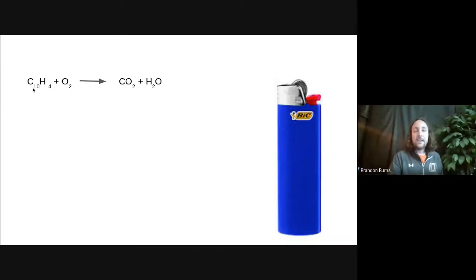So when biologists talk about this equation, whether it's the lighter or what happens in your body when you burn calories, the question is, what happened to the energy of this system? Where is there more energy? Where is there less energy? In this case, when I combust C10H4 with oxygen, in a combustion reaction, I release heat energy. So there's less energy in the system at the end than at the beginning. But there's more energy in the system surrounding my lighter.